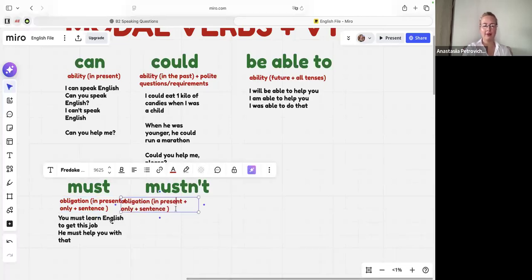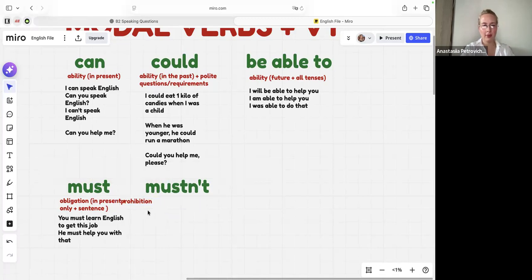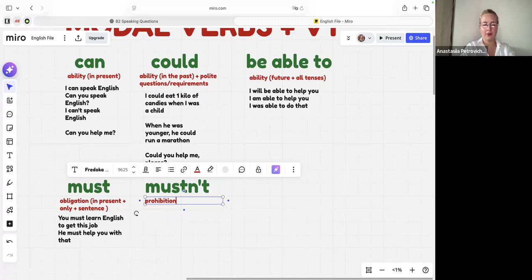For that, yeah, it's going to be our negative statement. However, this is not obligation anymore then. It is prohibition. And prohibition means заборона. Prohibition. And again, only in present. Yes, in present.